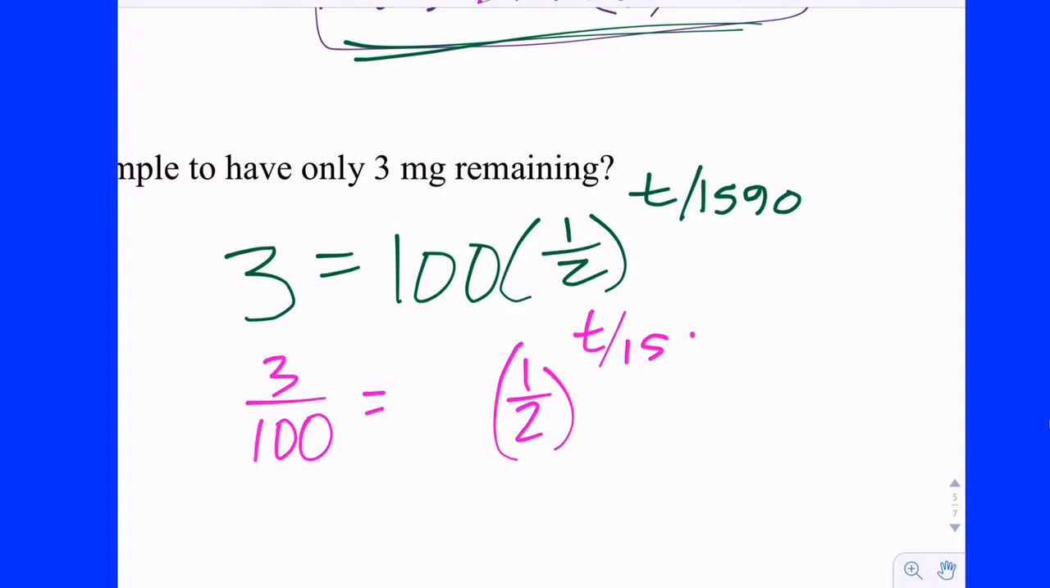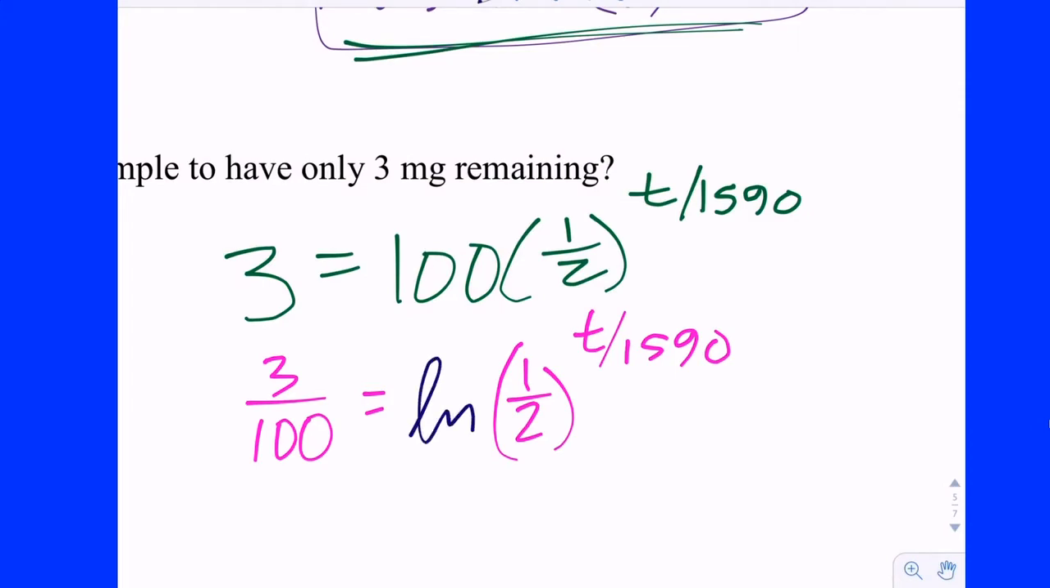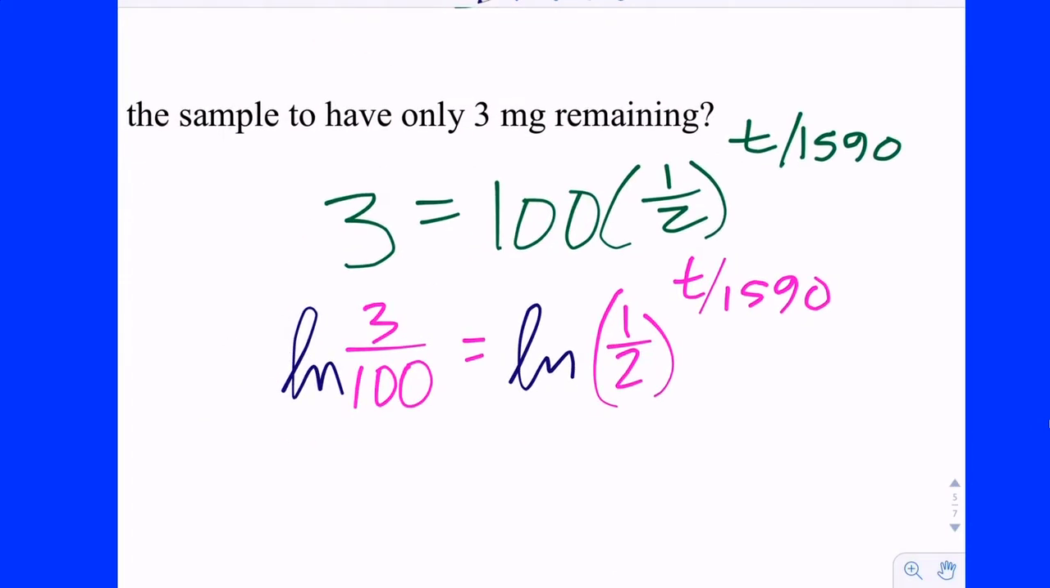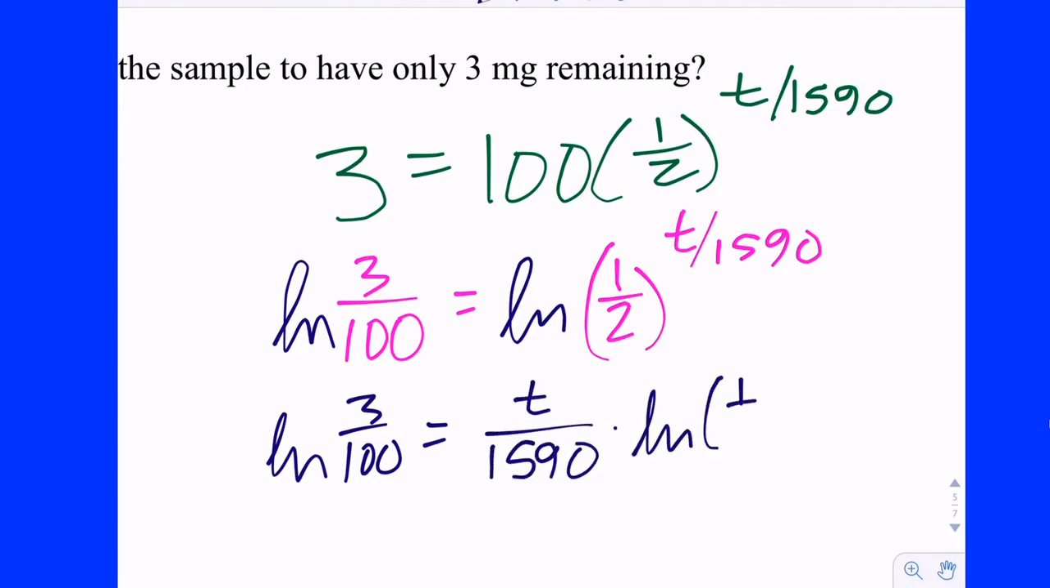So let me leave a little space there. That's what we'd be left with when we divide by 100. Then we would take the natural log of both sides. And of course, once you take the natural log of both sides, what does that allow you to do with the exponent? Bring it out front. So you have t over 1590 times the natural log of a half.